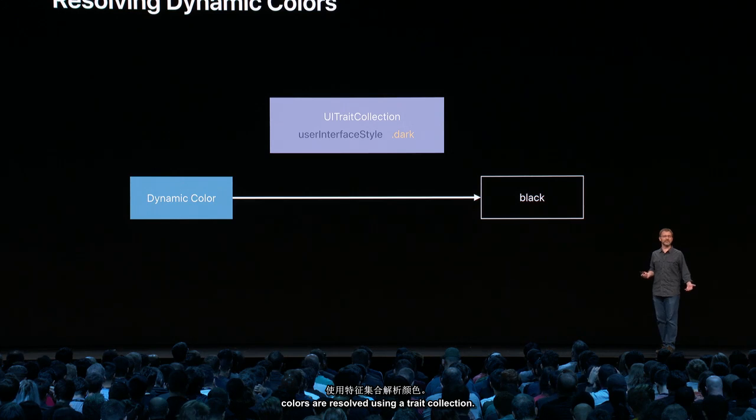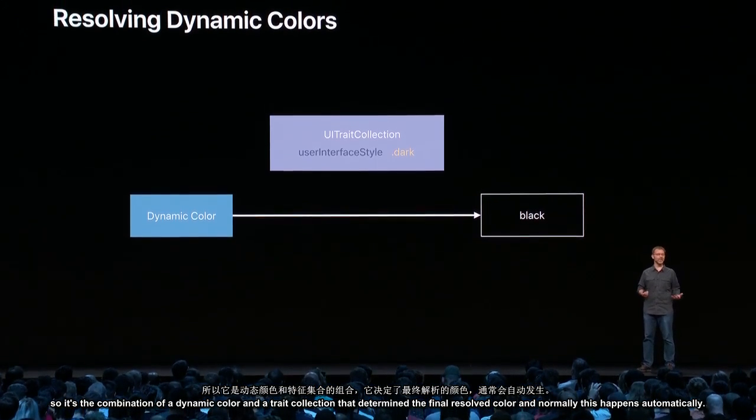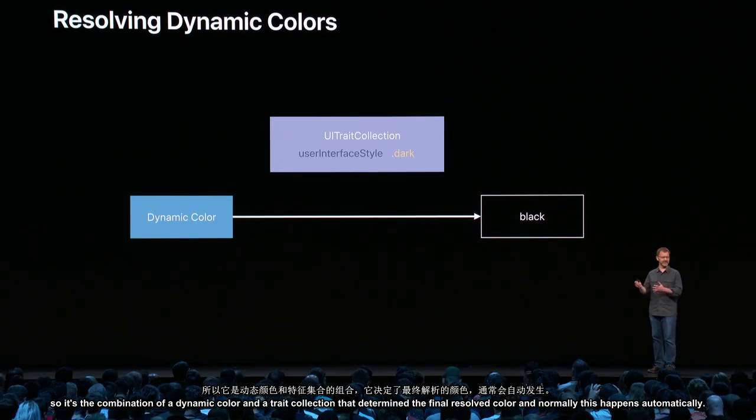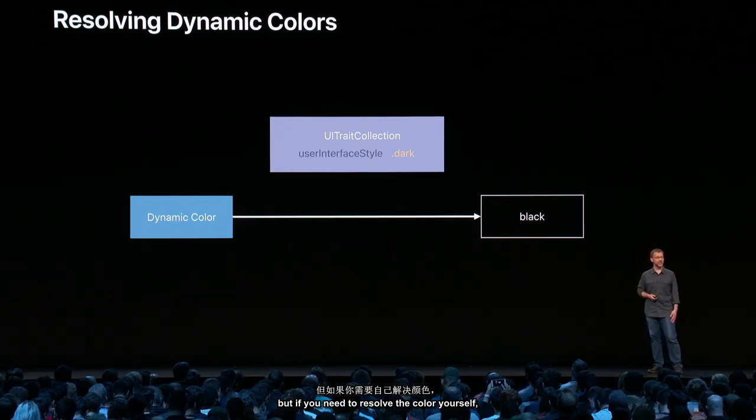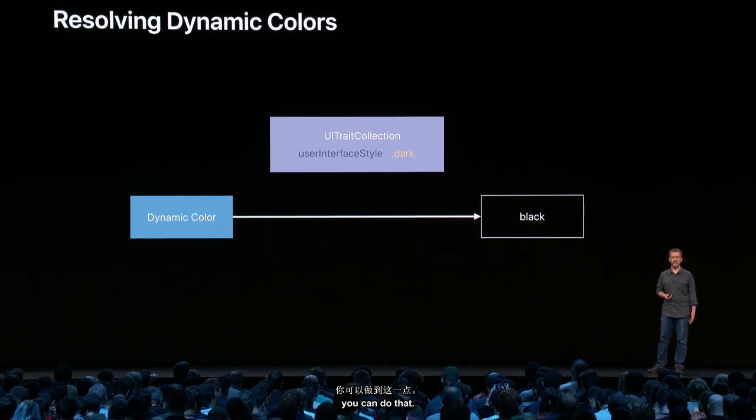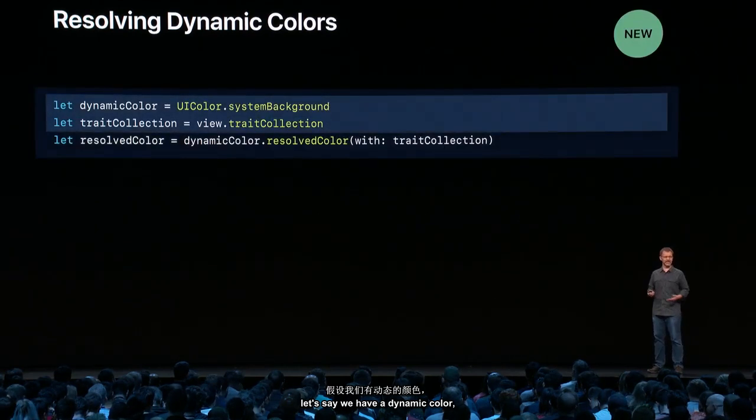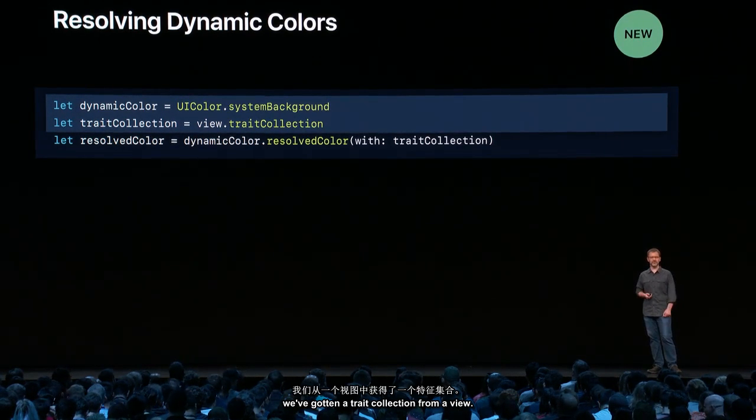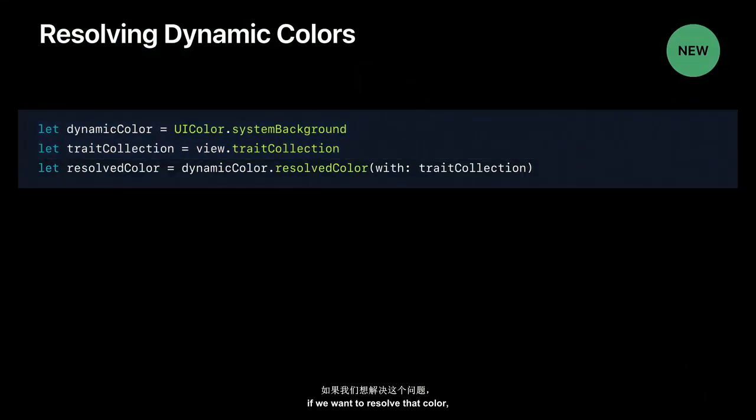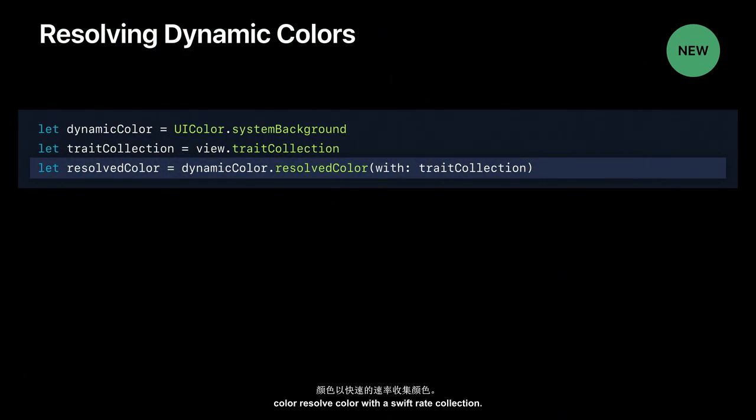Now, dynamic colors are resolved using a trait collection. So it's the combination of a dynamic color and a trait collection that determine the final resolved color. And normally this happens automatically, but if you need to resolve a color yourself, you can do that. Let's say we have a dynamic color, and we've gotten a trait collection from a view. If we want to resolve that color, we just say dynamic color, resolved color with trait collection. It will return a fully resolved color that isn't dynamic anymore. So this is safe to call on any color. If that color wasn't dynamic, it would have just returned itself.